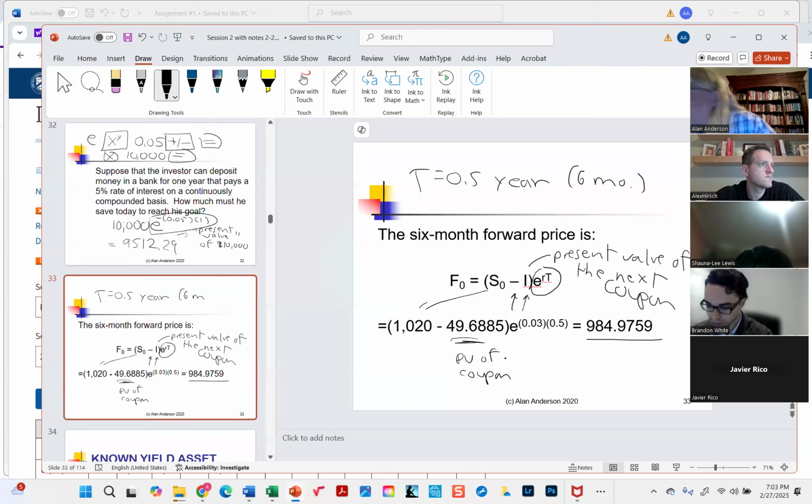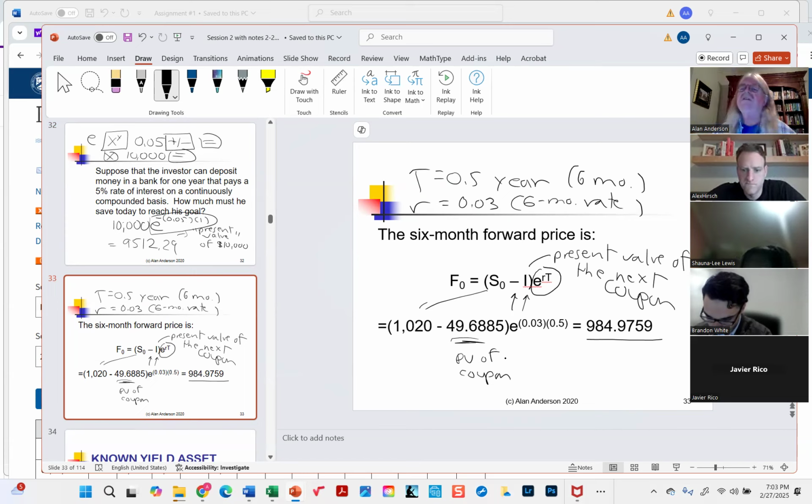It turns out that the rate of interest is different for 3 months and 6 months. So you have to use the 6-month rate of interest here, which is 3%. Like I showed you before, this is normal. It's unusual for rates to be the same for every maturity. So here you should replace this with e to the 0.015. The value in parentheses is 1020 minus 49.6885.